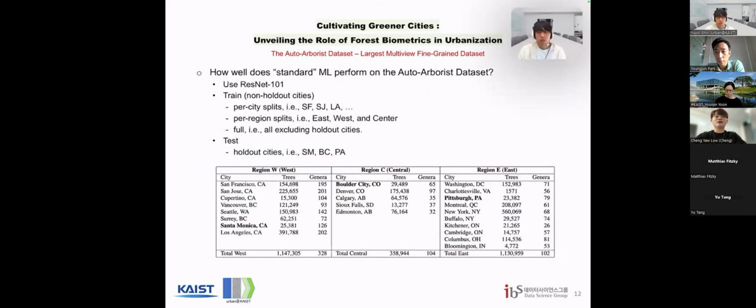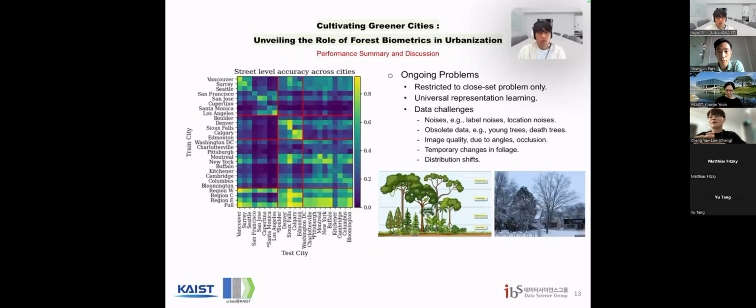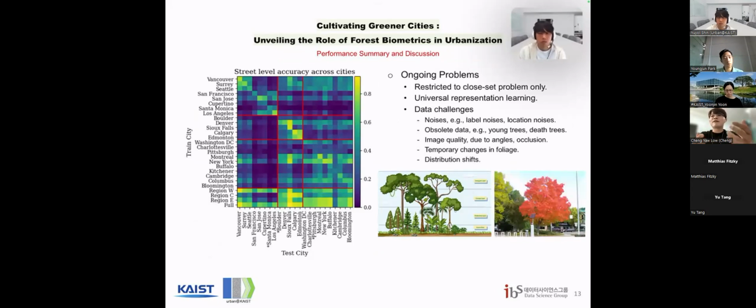And in addition to the open set problem, we can have other data challenges that are yet to be solved. For example, label noise, obsolete data due to young trees, dead trees, or seasonal trees that can have different foliage patterns, or due to the distributional shift of the data collected within one city.